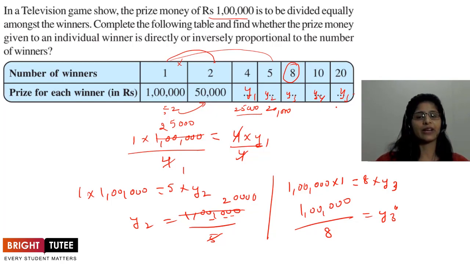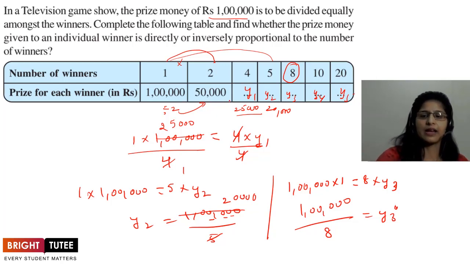Similarly, y4 and y5 can be calculated. I hope this is clear. You just have to divide this 1 lakh rupees by 4, 5, 8, 10 and 20 to get the prize money that each winner will get, because the money is to be divided among the winners equally.